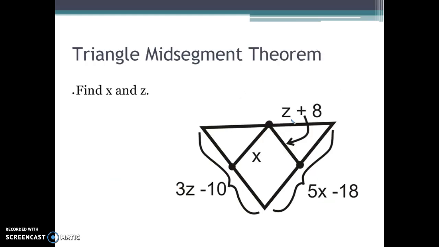Right, then we looked at a triangle midsegment. So midsegment connects midpoint to midpoint.